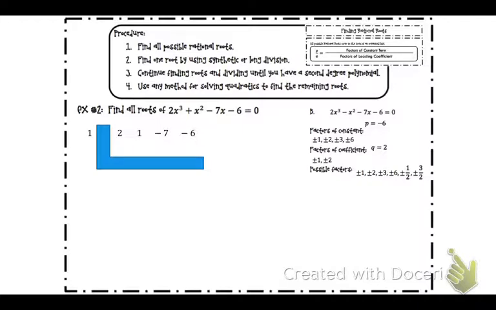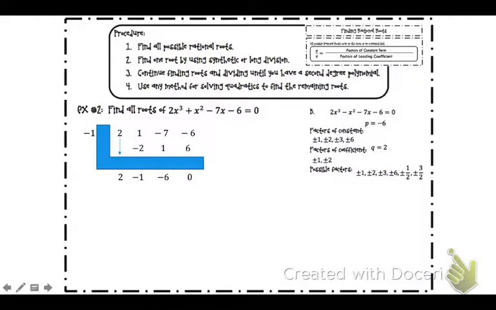So if we go through this synthetic division, bring down the 2, multiply by 3, add those, get 3, multiply by 3, negative 7 plus 3 is negative 4, negative 4 times 1 is negative 4, negative 6 plus negative 4 is negative 10. That is not a factor, so 1 does not work. Now I'm going to go to negative 1 and do the same exact thing. And you can double check my work, make sure it's right.